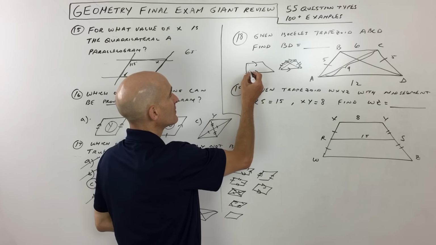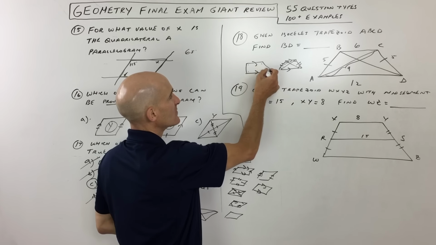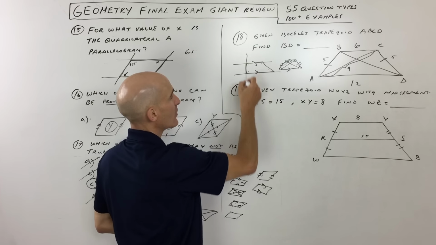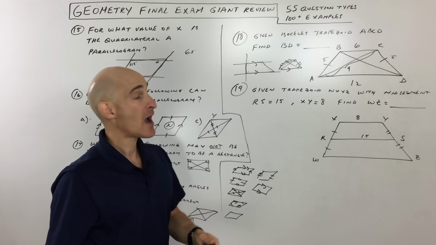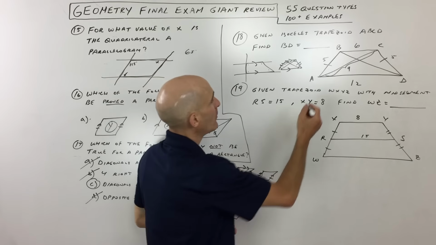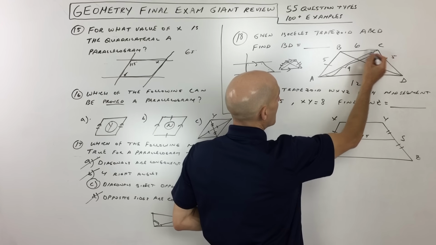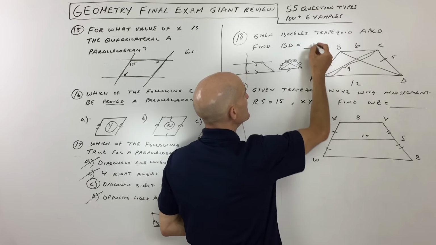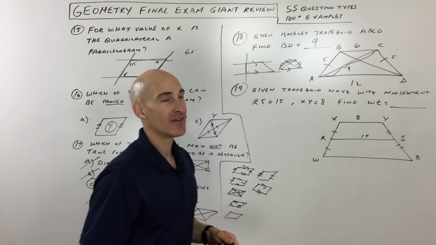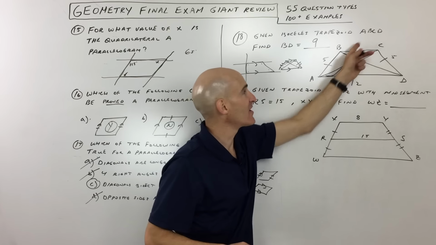These angles are going to be supplementary, and these two angles are going to be supplementary because those are consecutive interior angles. So a lot of neat properties with trapezoids, but in this example, they're giving us this diagonal is 9, which means that we know that BD is also 9. Okay, so don't get distracted by some of the other numbers here.